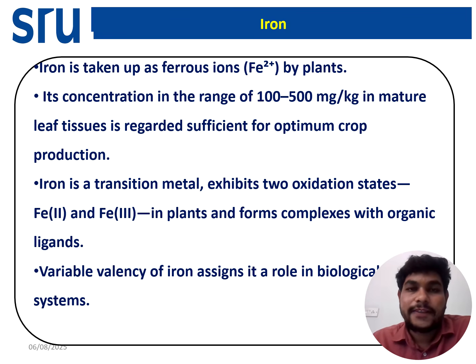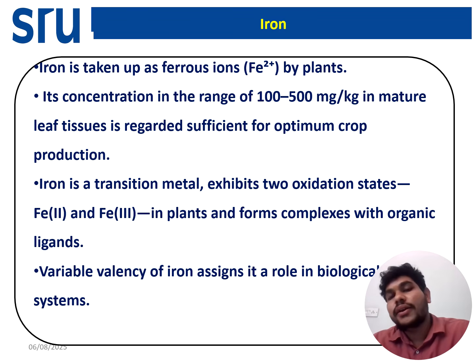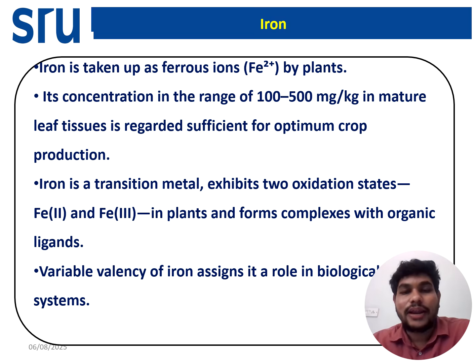In this video we will discuss the functions and deficiency symptoms of the essential micronutrients. The first one that we are going to discuss is iron. Plants take up iron in the Fe2+ form, and the sufficient range in a plant is 100 to 500 ppm. If the iron content is less than 100 ppm, then plants will show deficiency symptoms.